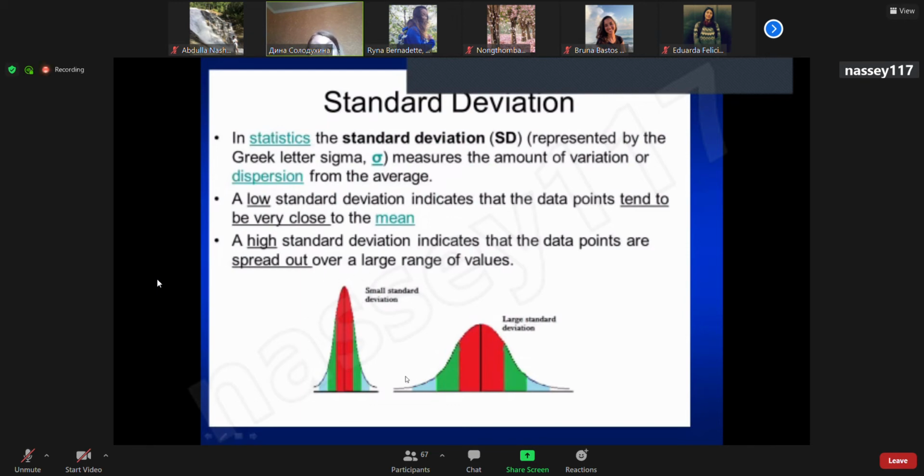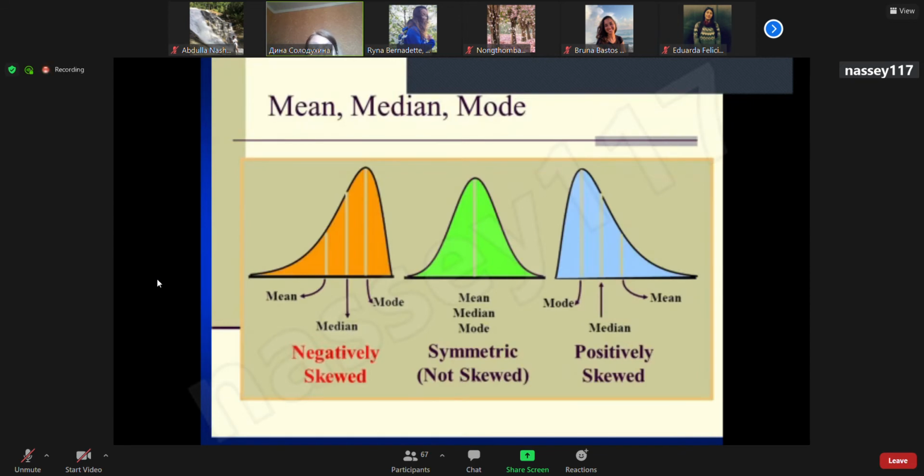So you see that the distance between average and extreme values is very low. If you have a large standard deviation, we will have a distribution which is spread out over a range of values, and this is the case of high variation. So the 3 types of distribution which we usually have are called negatively skewed distribution, positively skewed distribution, and symmetric distribution.